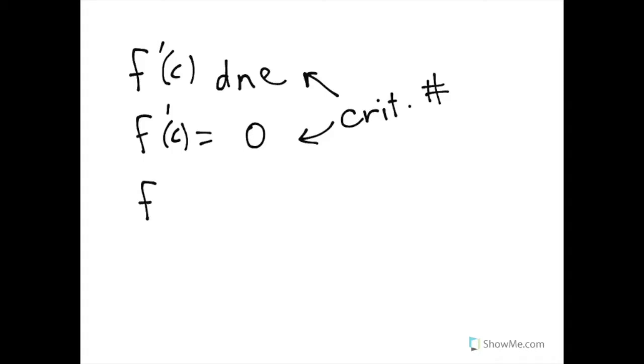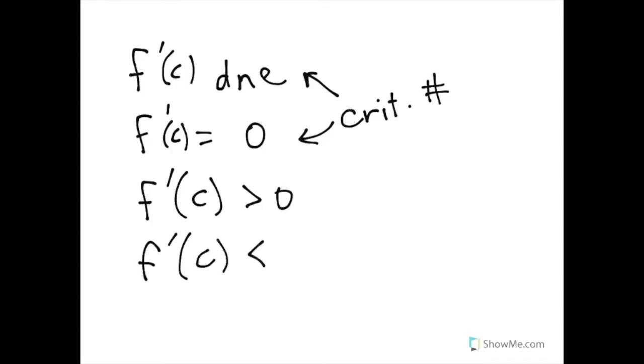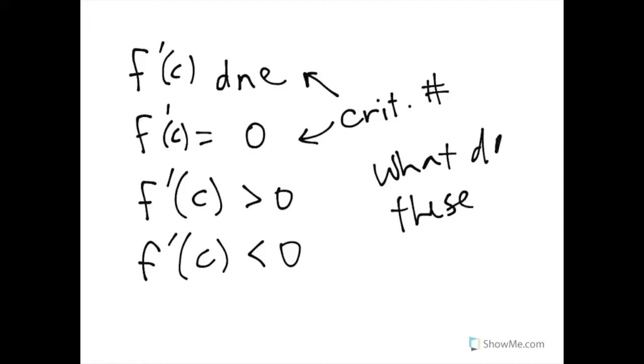The other two cases we could have are that f prime of c is positive and that f prime of c is negative. We're going to look at all four of these cases, when f prime of c does not exist, is equal to 0, is greater than 0, or is less than 0, and ask what that tells us about our function f. What we're going to try to do is relate one function to another.